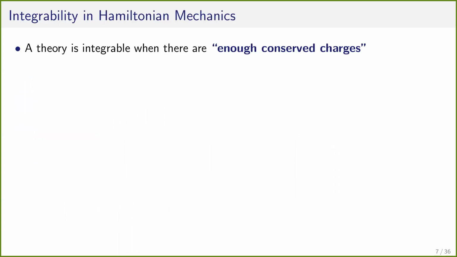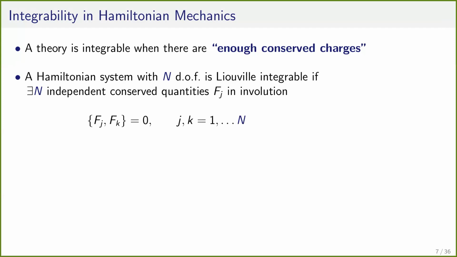So loosely speaking, a theory is called integrable when there are enough conserved charges that they will constrain the dynamics of your theory so much that you will be able to solve the equations of motion. So in Hamiltonian mechanics, it's possible to make this definition a bit more precise, and this is the concept of Liouville integrability. If you have a Hamiltonian system with n degrees of freedom, then this is called Liouville integrable if you can also find n independent conserved quantities that are in involution. And by involution, I mean that the Poisson bracket gives zero. And if this is the case, then the theory is called Liouville integrable, and you can solve it by quadrature, meaning that you can express the solution to the equations of motion as a direct integration.